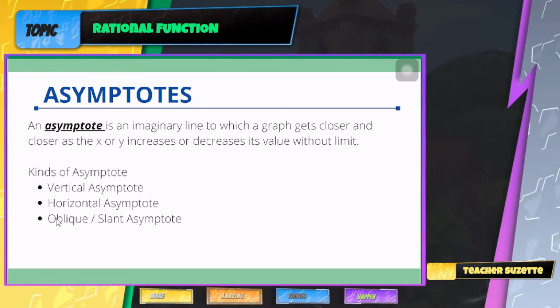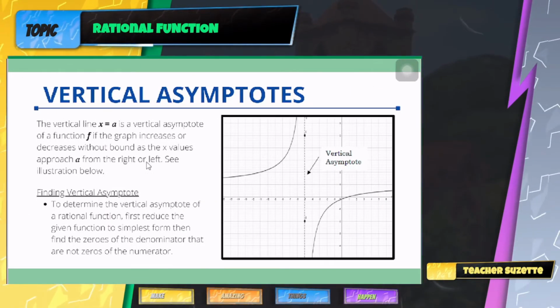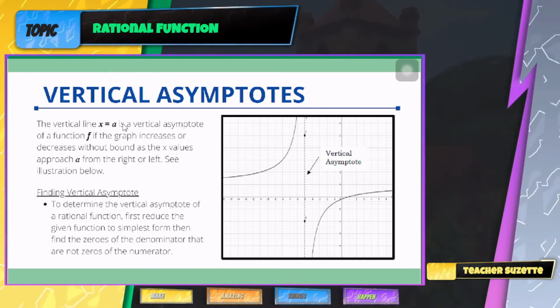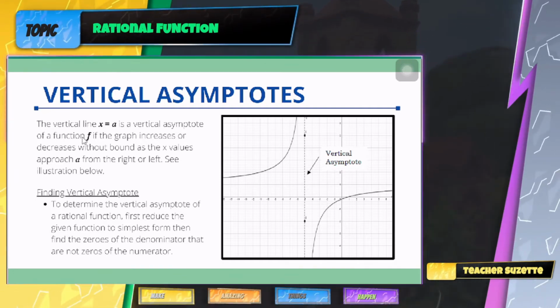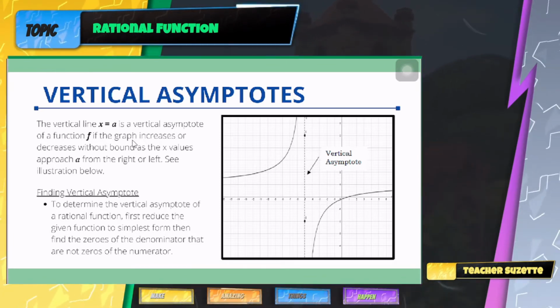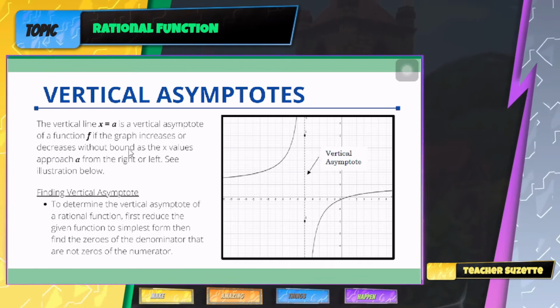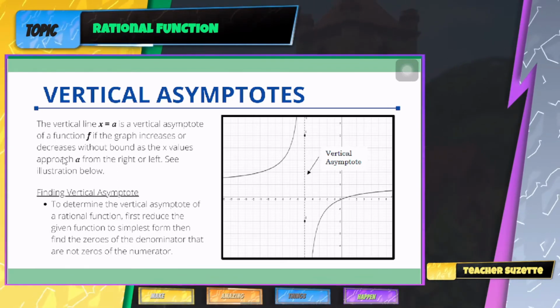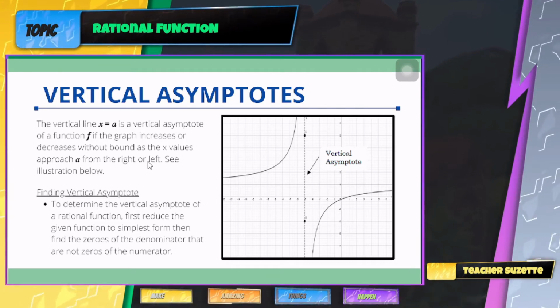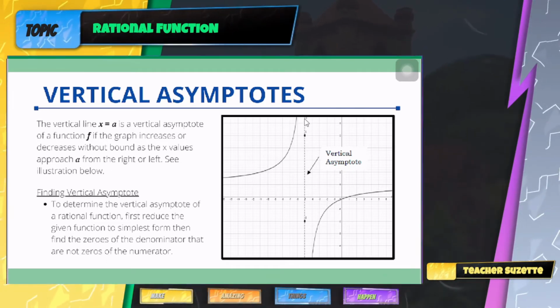So first, let's proceed with our vertical asymptote. The vertical line x is equal to a is a vertical asymptote of a function f if the graph increases or decreases without bound as the x values approach a from the right or left. So, let's see the illustration.